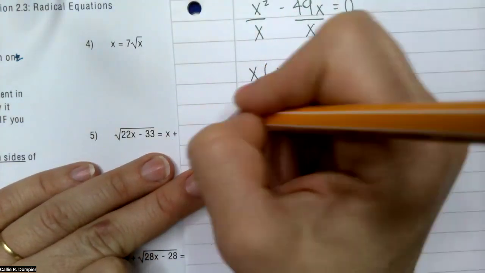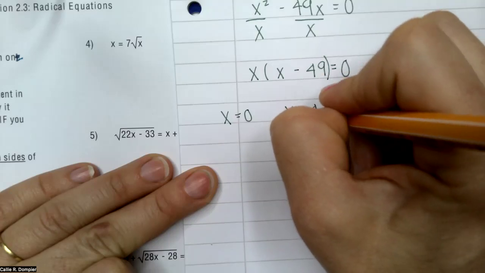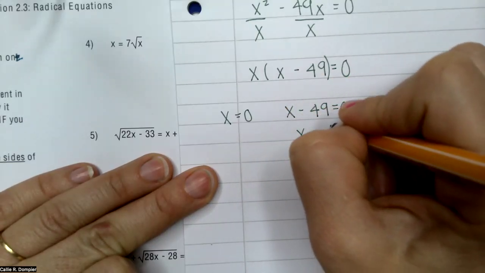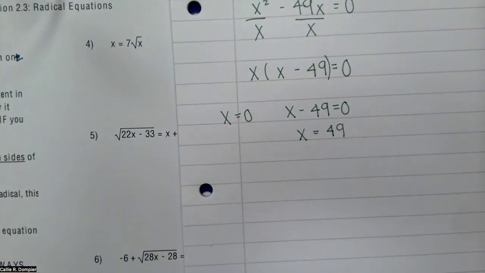Now I take each of those terms and set them equal to 0. X equals 0 and x minus 49 equals 0. Add 49 to both sides and I get x equals 49. So my two answers are x equals 0 and x equals 49. Let's make sure that they are both true, okay?